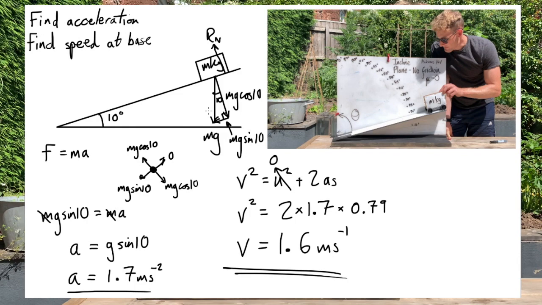1.6 meters per second. So just check you've got the right values for this one. Make sure you've got your diagram labeled up correctly. And then once you've done this, you're ready to move on to task 1.